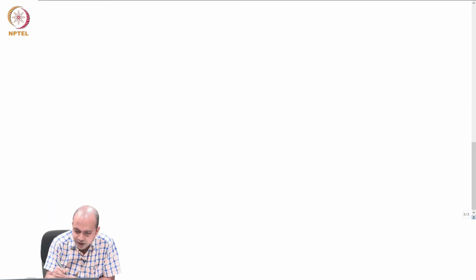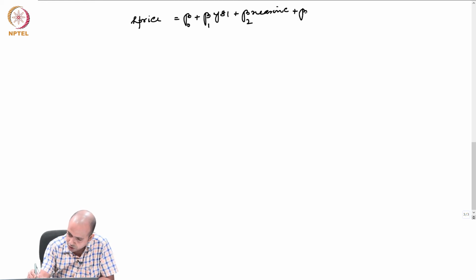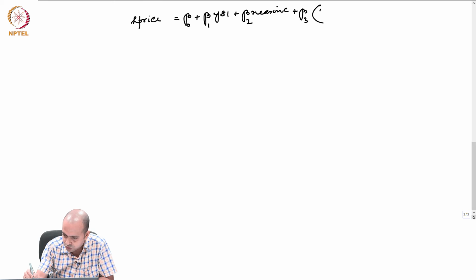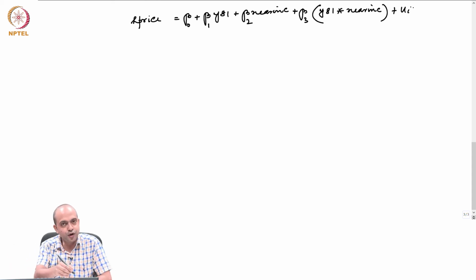Then what I will do, I will write the equation. Single equation approach: I will write housing price, H price, equals beta 0 plus beta 1 year dummy, let us say this is y81, plus beta 2 near INC, plus beta 3, I will interact these two dummies, year dummy interacted with near INC, plus u. Near INC I have already defined earlier.